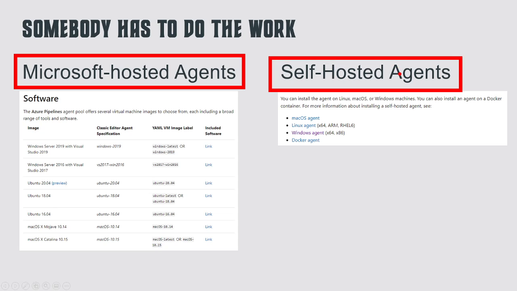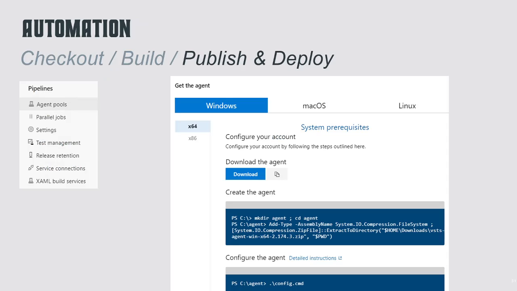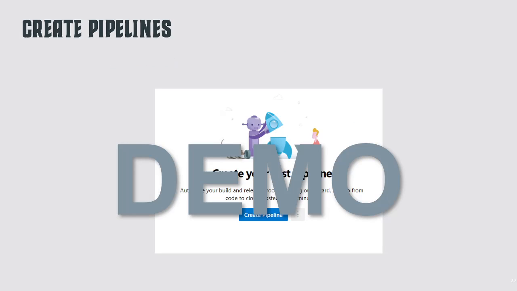I installed the self-hosted agent on a Windows machine. You can install it on macOS or Linux. With Windows, it's very easy. It's PowerShell and starting the configuration script. And then you have a build agent that is waiting for work. And we can assign a pipeline to a build agent.